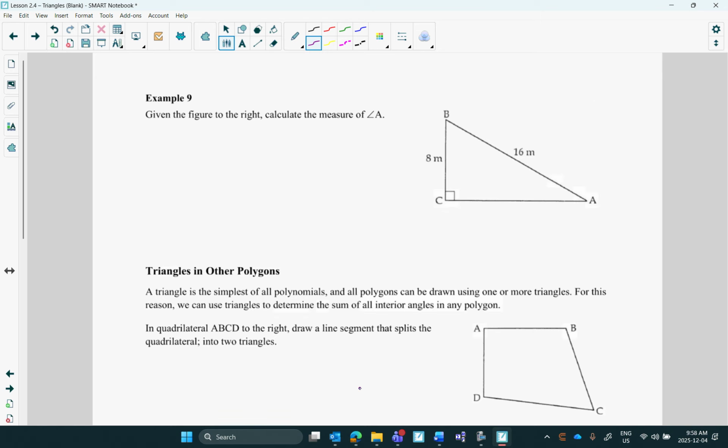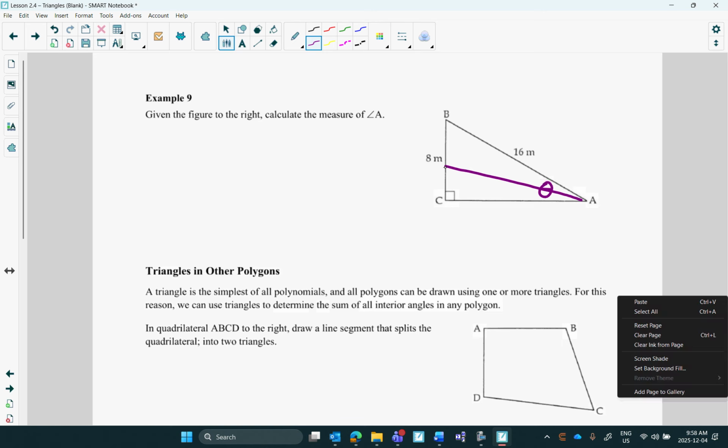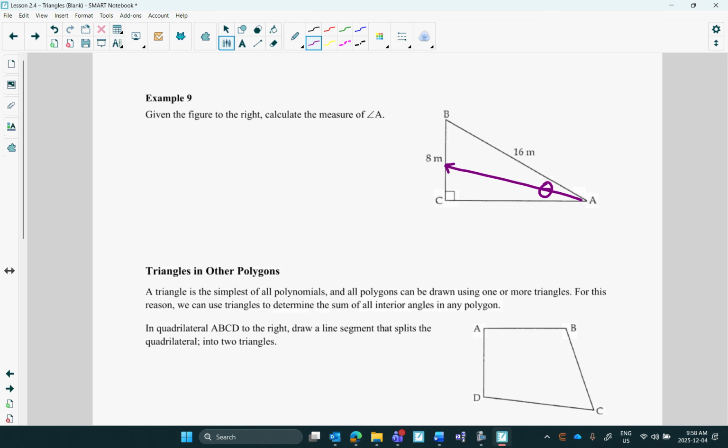Well, in this case, we're asked to find angle A. So I'm just going to call it theta. You can leave it as capital A, but I'm just going to call it theta. And you set up your trig equation again. What is the name of this side here? Opposite. What's this side? Hypotenuse. Opposite over hypotenuse means sine. So sine of the angle is equal to the opposite side over the hypotenuse.